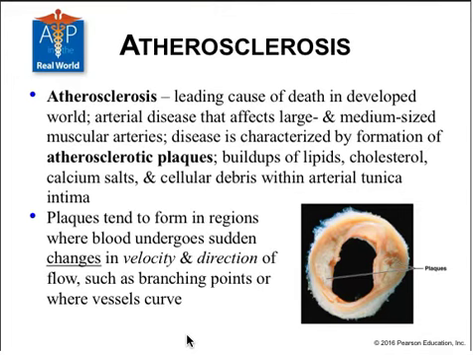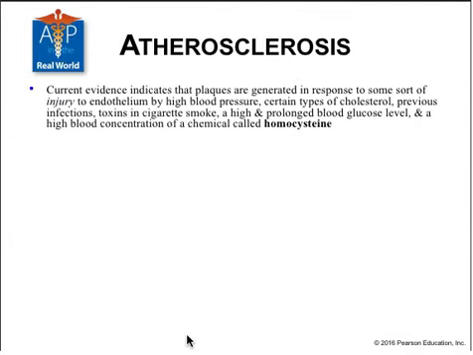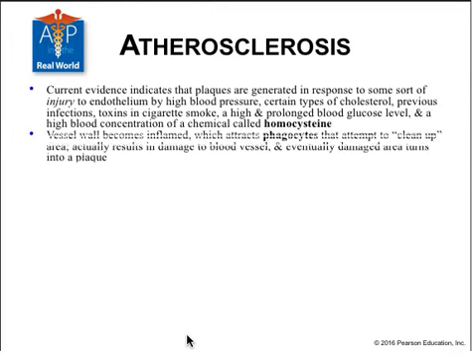The plaques tend to form in regions where blood undergoes sudden changes in velocity and direction of flow, such as the branching points or where vessels curve. Current evidence indicates that plaques are generated in response to some sort of injury to the endothelium by high blood pressure, certain types of cholesterol, previous infections, toxins in cigarette smoke, a high and prolonged blood glucose level, and a blood concentration of a chemical known as homocysteine.